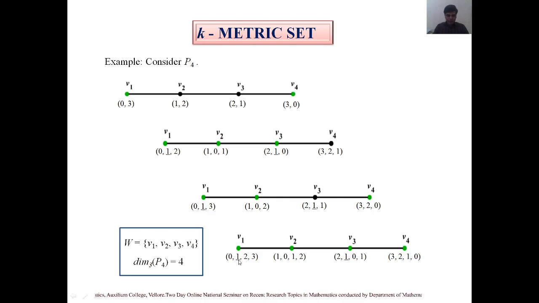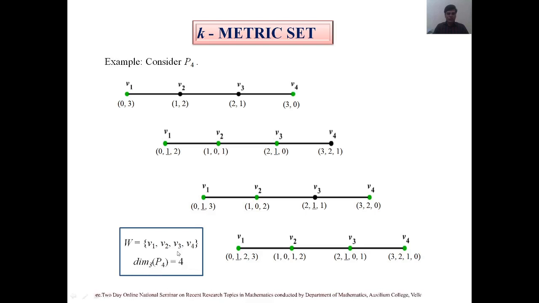That means what? Suppose if I take V1 and V3, you see that second coordinates are same, but all remaining coordinates are varying. Similarly, if you take V2 and V4, the third coordinate is same, here also 1, there also 1, remaining all three coordinates are varying. Therefore I can say that P4 is 3 metric set, and we cannot further reduce the number of elements in W. Therefore I can say that 3 metric dimension of P4 is 4.